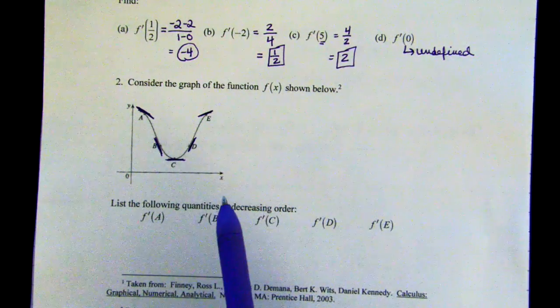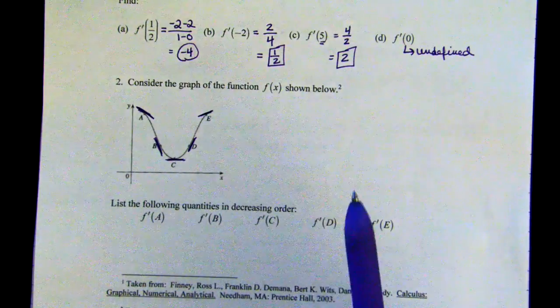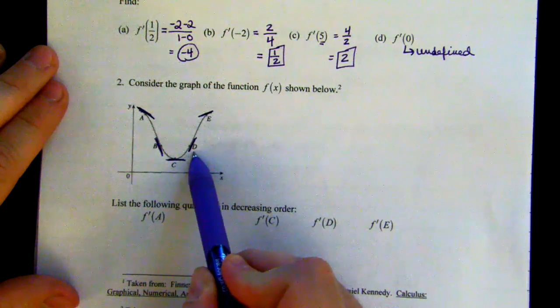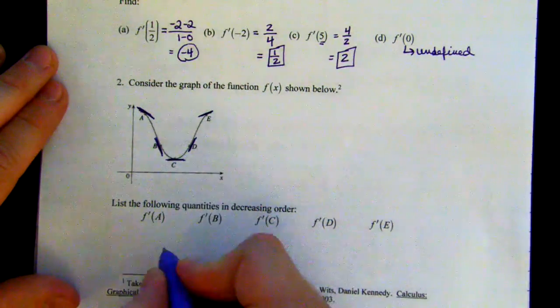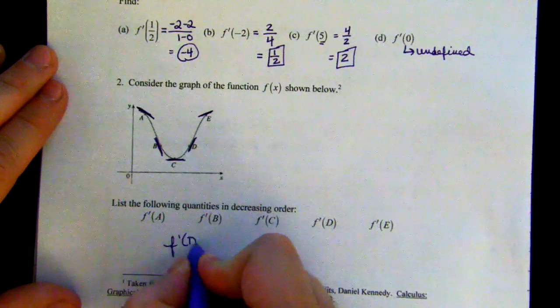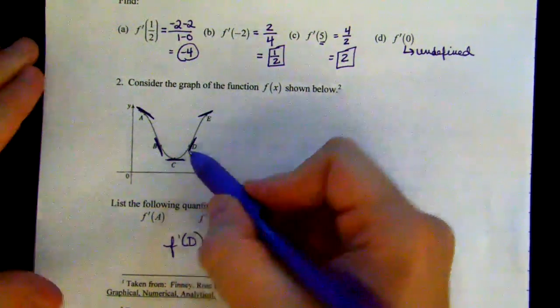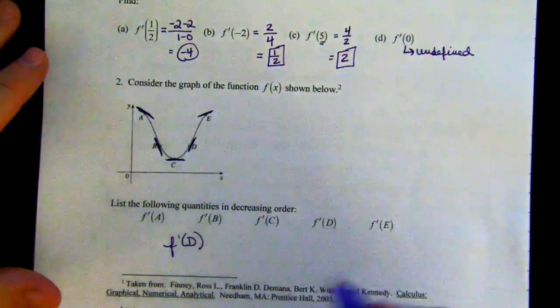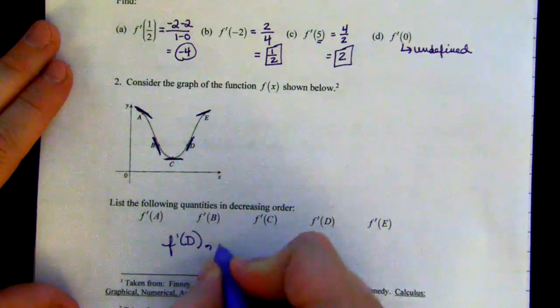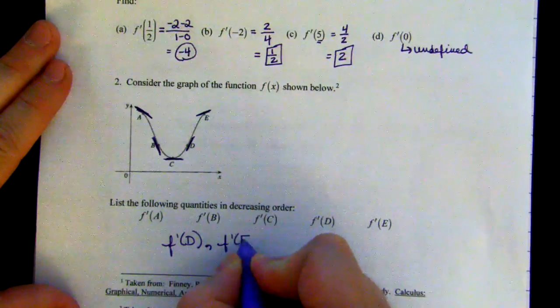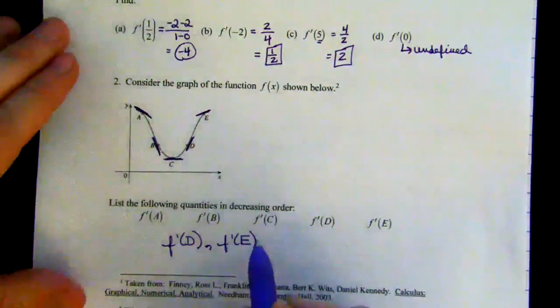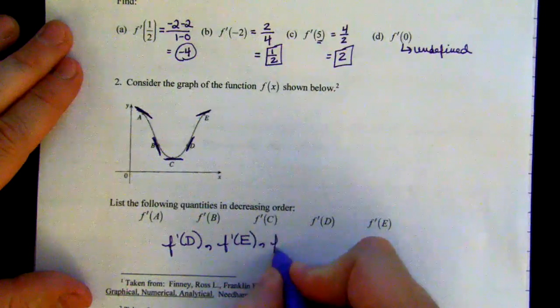Okay, well, I know that any positive slope has to be greater than a negative slope, so I'm looking at either d or e. D looks steeper than e, so d is going to be my greatest derivative. I'm going to start with f prime of d because it's a positive value and it's steeper than what I have at e. Well, I think I kind of gave away what the next one's going to be. What's the next steepest one? F prime of e. Then what? Hopefully you said f prime of c.